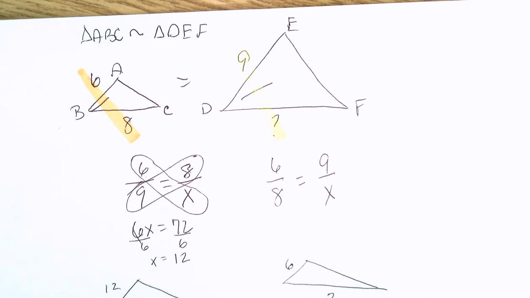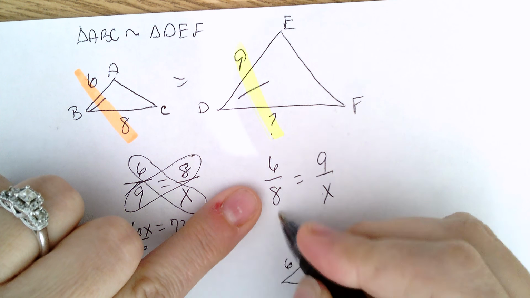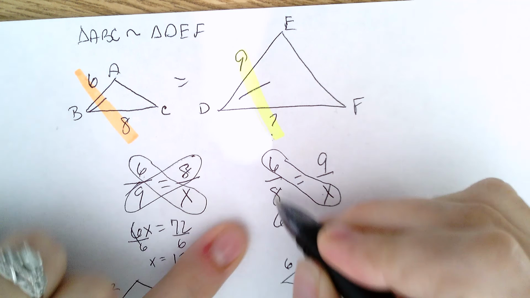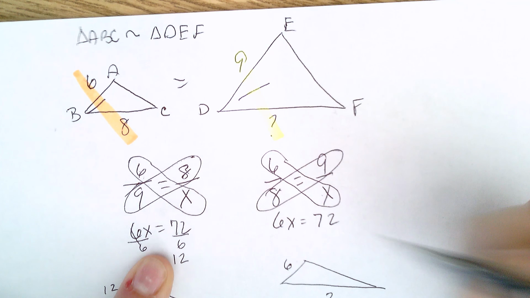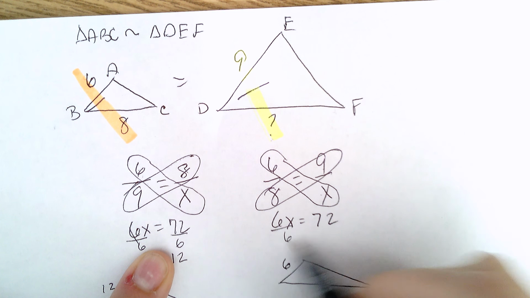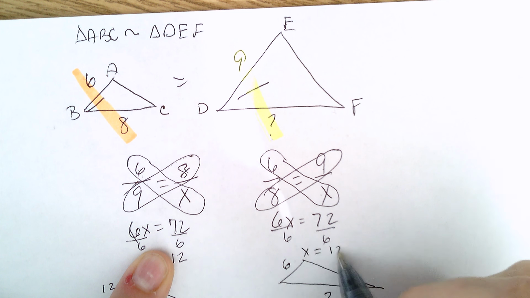matter order. So I would do 6 times x. Okay, again, this direction, set it equal to 9 times 8, which is 72. And as you can see, those are identical. You would divide again with the number with the x. So x is equal to 12 still.